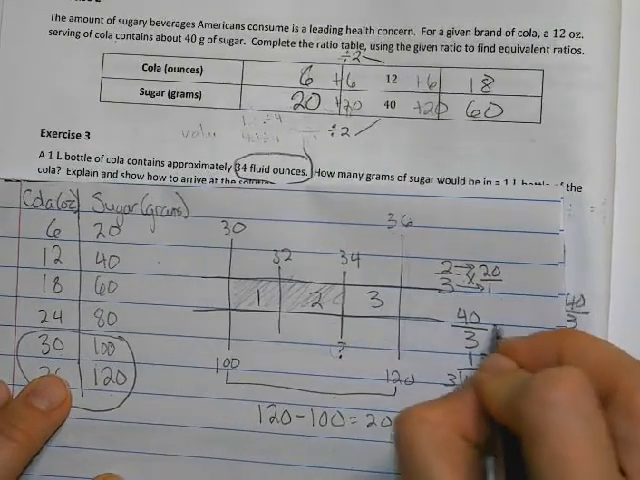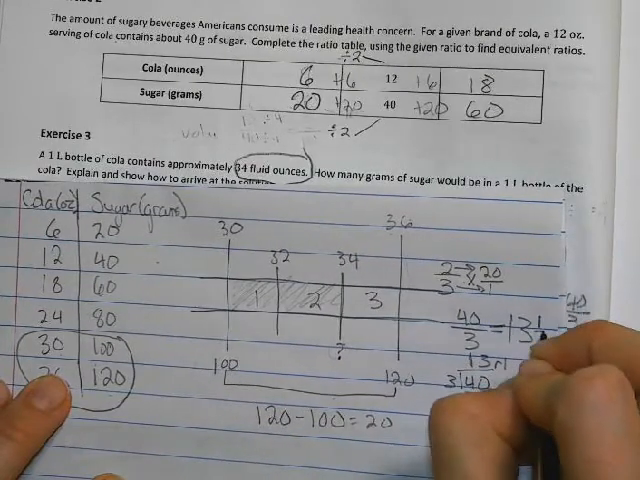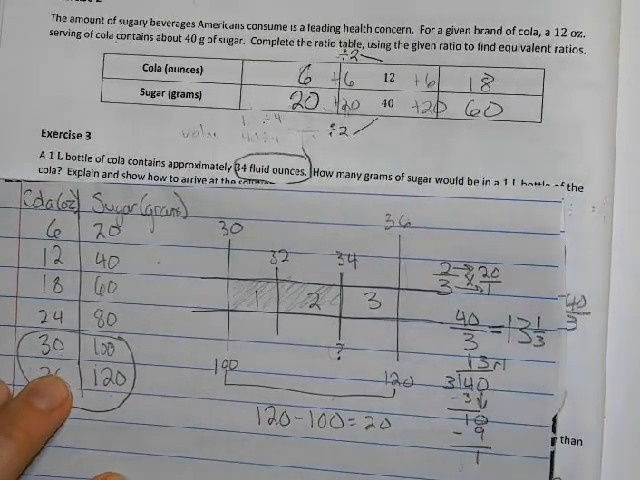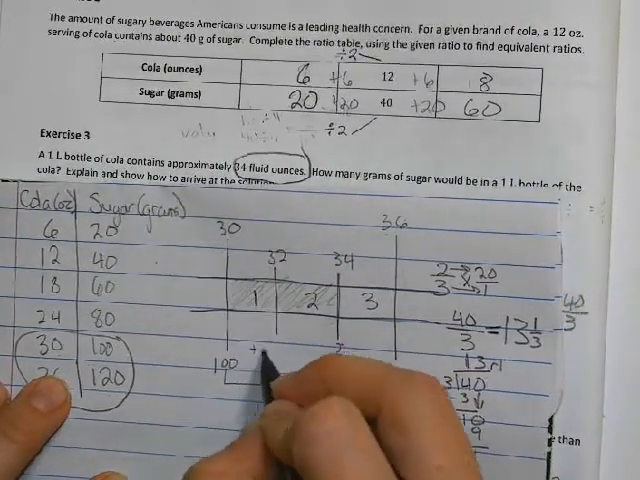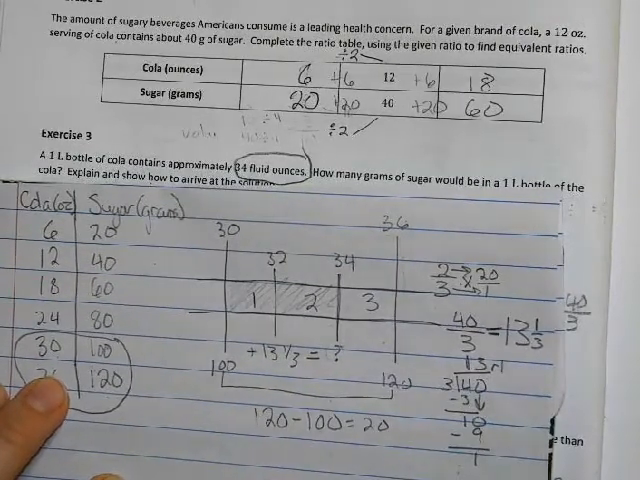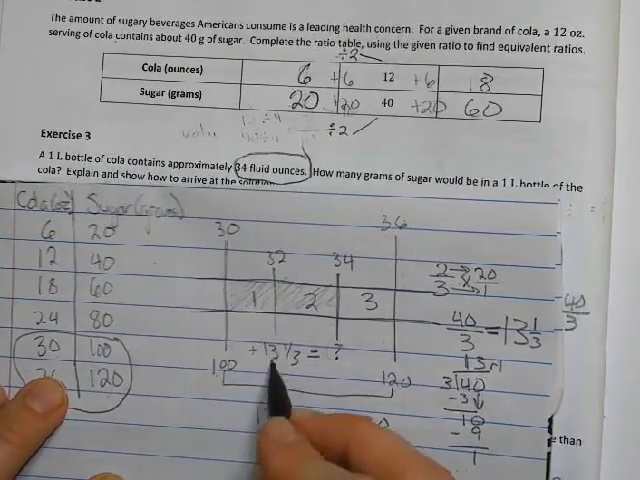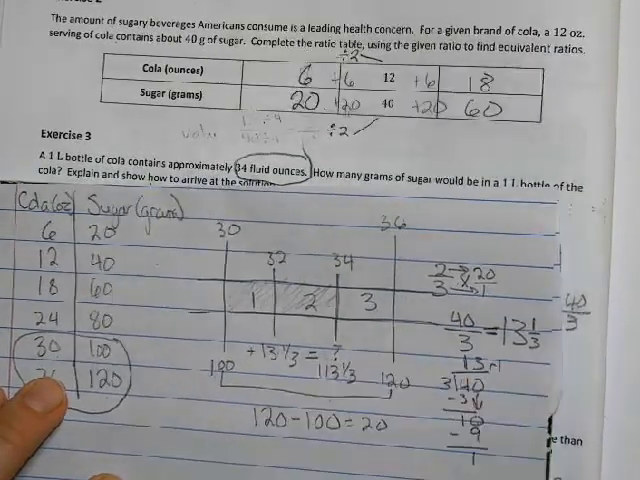13 remainder 1, written as a mixed number, would be 13. 1 becomes the numerator. The denominator stays the same. So that means to go from 100 to here, I need to add 13 and 1/3 to 100. 100 plus 13 1/3 is just 113 and 1/3.